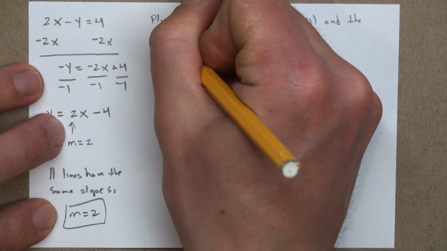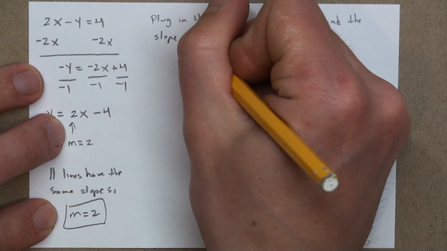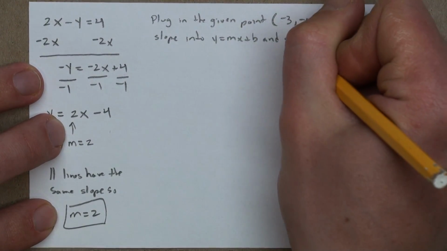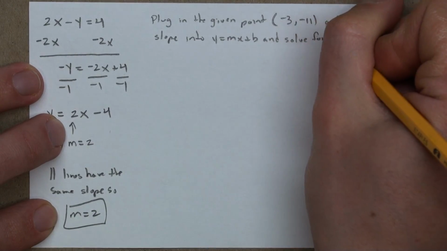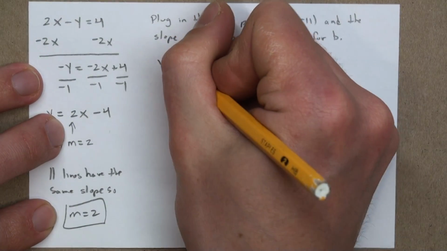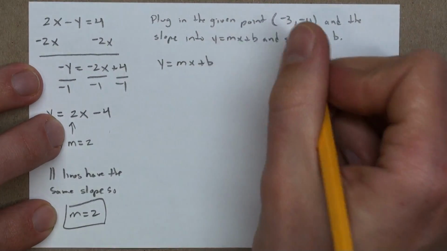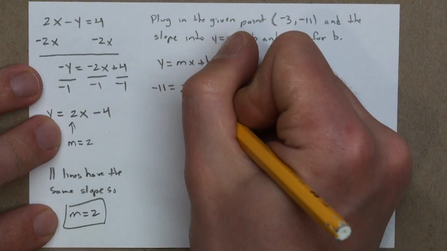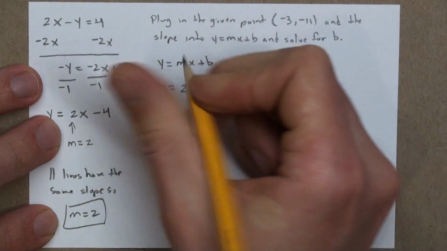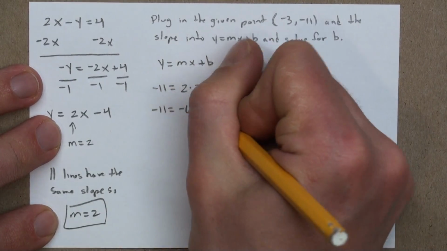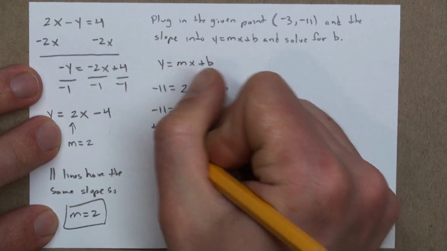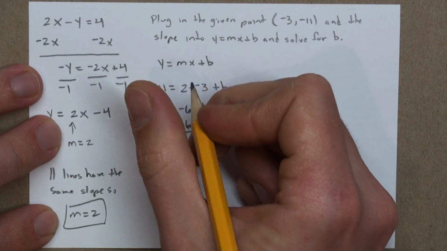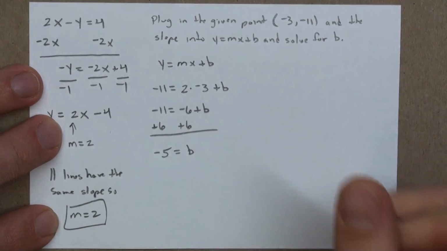And the slope into y equals mx plus b, and solve for b. So y equals mx plus b. Y is negative 11, m is 2, x is negative 3. So negative 11 equals negative 6 plus b. Add 6. B equals negative 5.